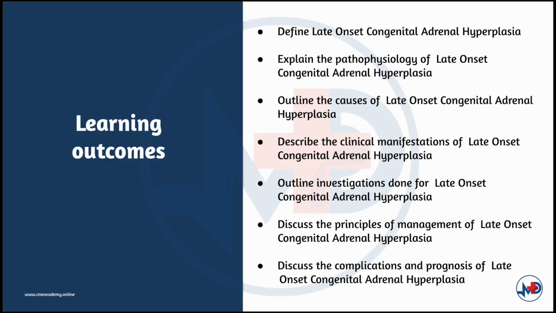By the end of this topic, you should be able to define late-onset congenital adrenal hyperplasia, explain the pathophysiology of this condition, outline the causes of late-onset congenital adrenal hyperplasia, describe the clinical manifestations, outline the investigations done, discuss the principles of management, and finally discuss the complications and prognosis of late-onset congenital adrenal hyperplasia. Let's get started.